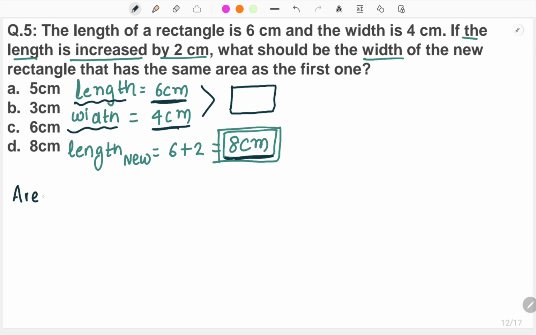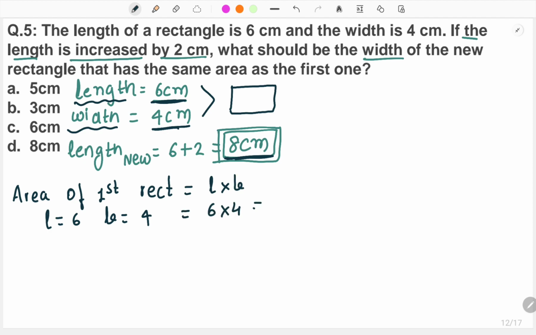Area of first rectangle with length 6 centimeter and breadth 4 centimeter. What is the area? Length into breadth. So this will give me 6 into 4. 6 fours are 24 centimeter square. Now what is this? This is the area of the first rectangle.